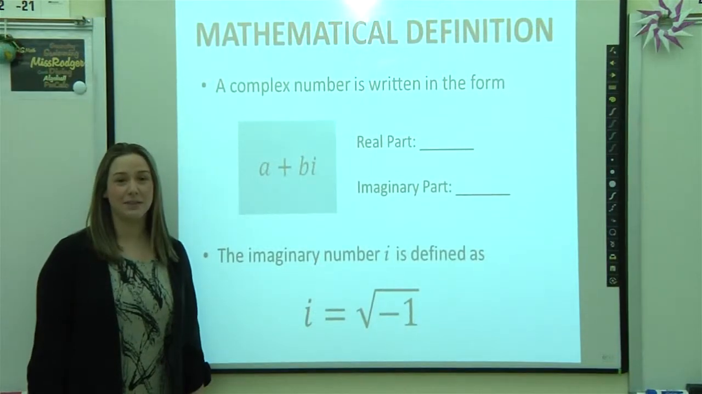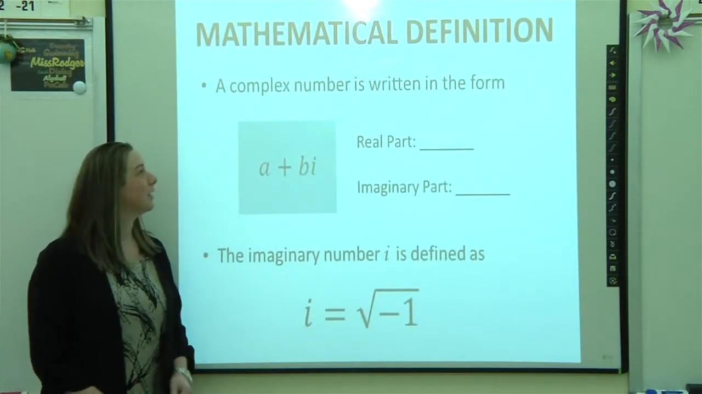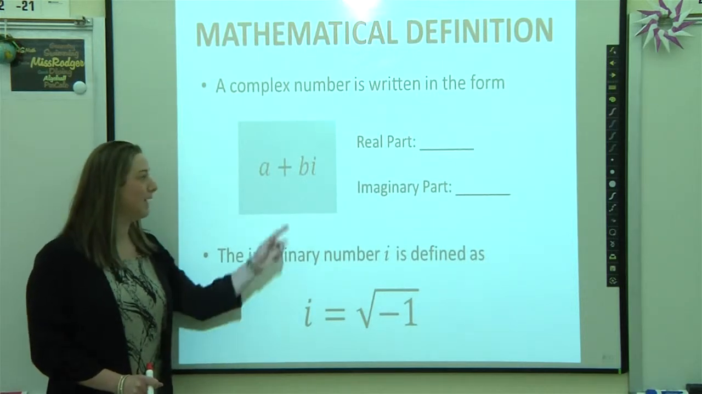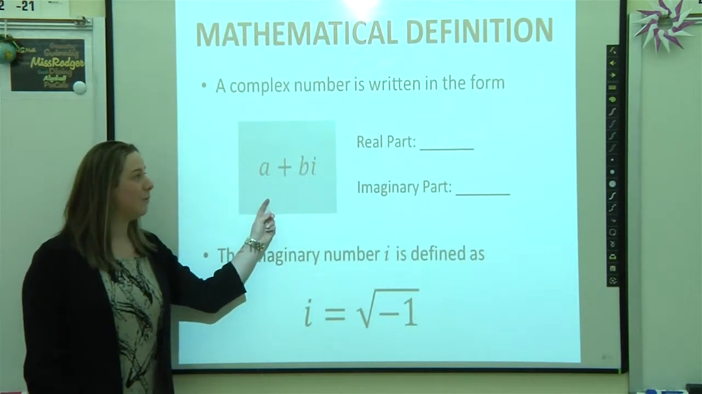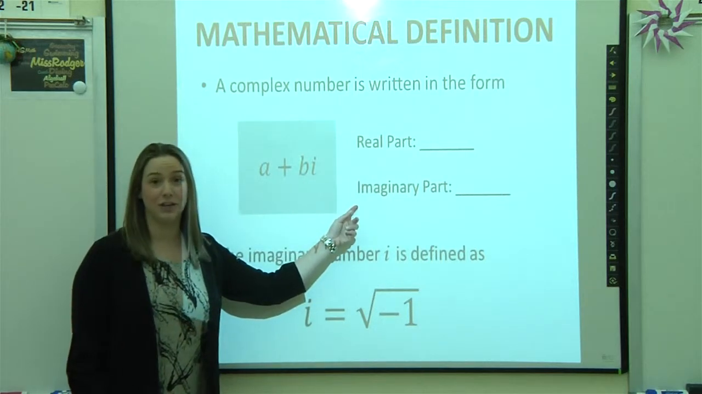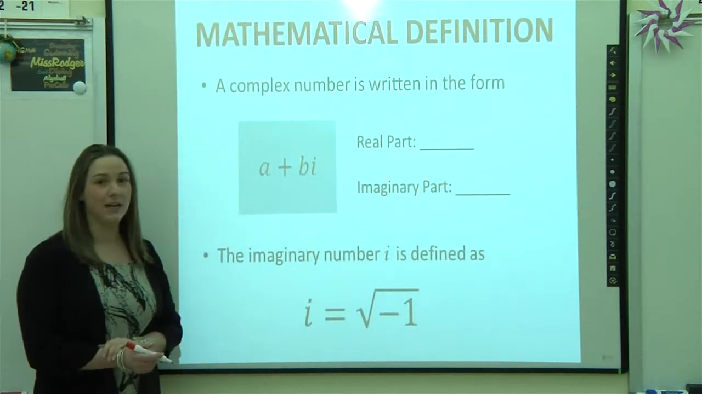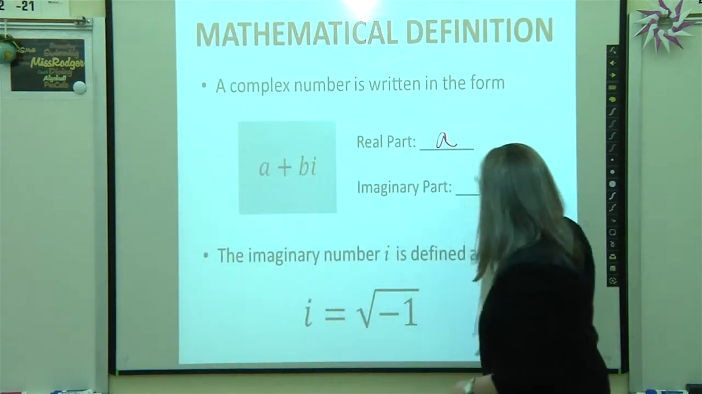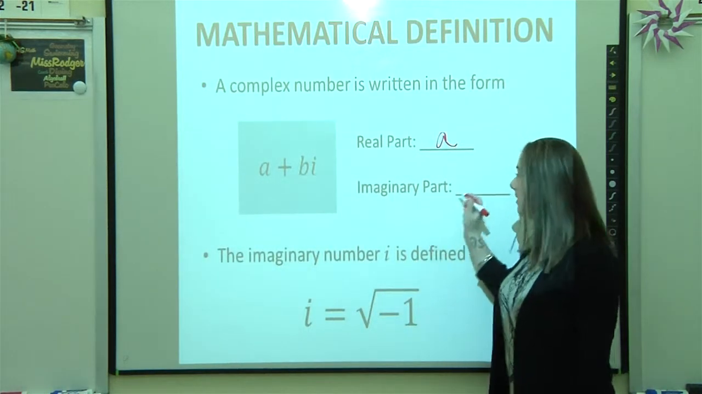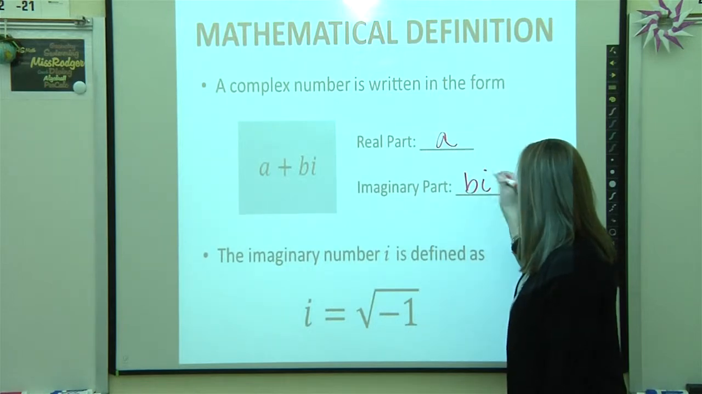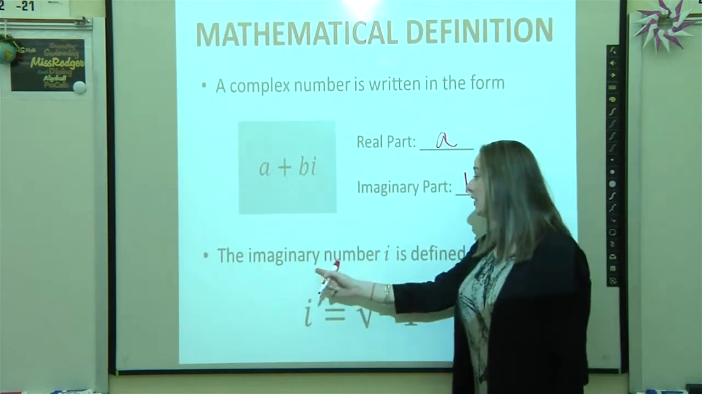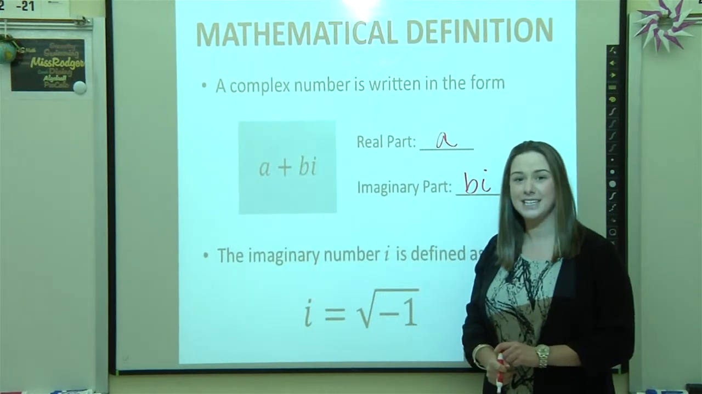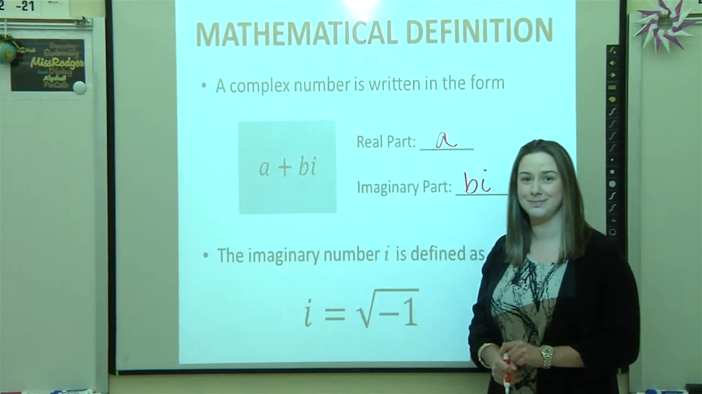Let's take a look at the mathematical definition of a complex number. A complex number is any number written in the form a plus bi, in which we have a real component and an imaginary component. For a plus bi, our real component is the a value, and our imaginary component is the bi value. The imaginary number i is defined as the square root of -1. Let's take a look at some problems.